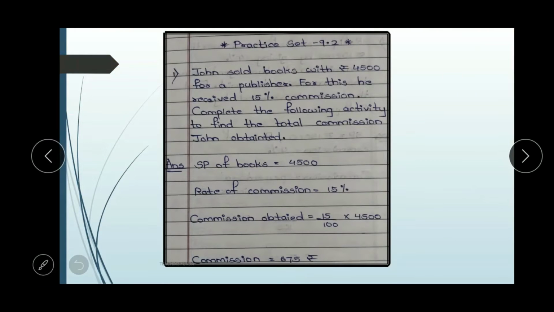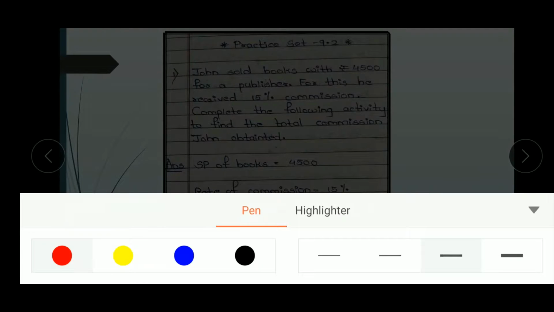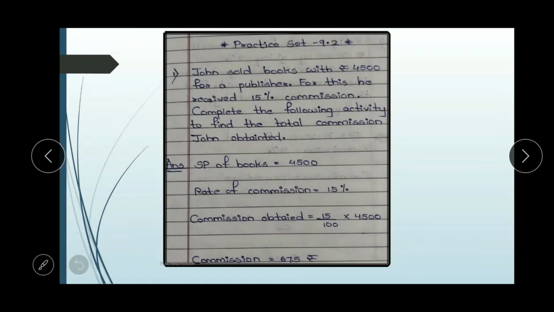So first sum. John sold books worth rupees 4,500 for a publisher. For this he received 15% commission. Complete the following activity to find the total commission John obtained.